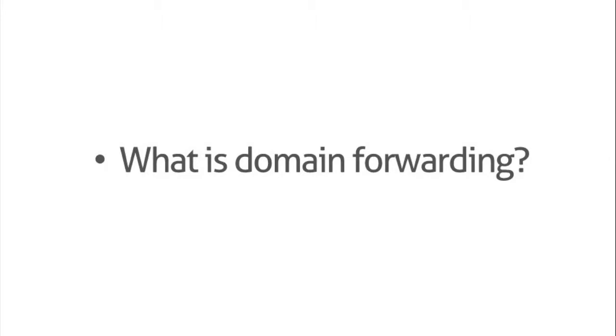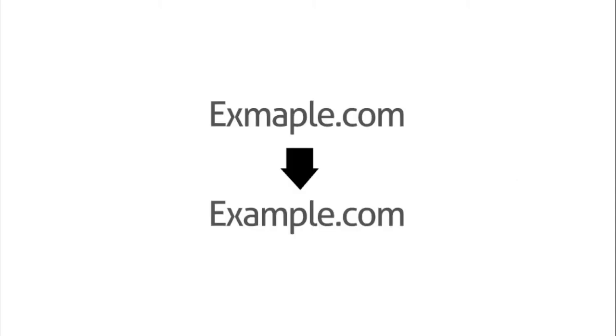Today we're going to look at domain forwarding, what it is, how to do it, and how it can help your blog. Domain forwarding is basically redirecting one domain to point to another. Now, a common use of this is if there's a common misspelling of a popular domain, the domain owner will buy the misspelled domain name and redirect that to point back to the correctly spelled domain name, so as not to lose any traffic.